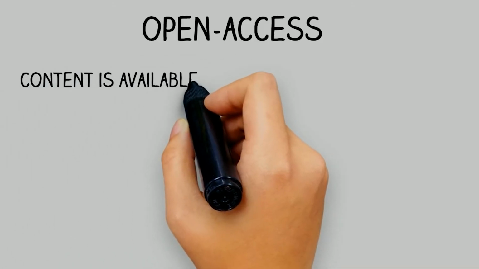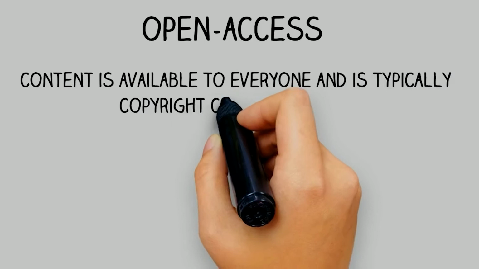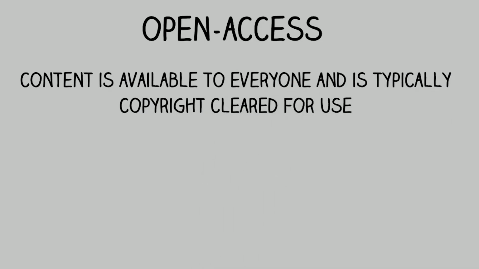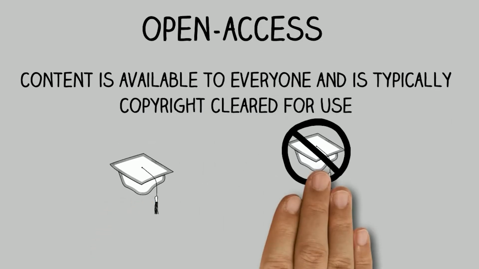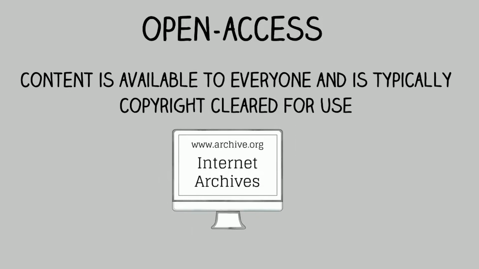Open access content is available to everyone and is typically copyright cleared for use. The information may or may not be academic. It may be found on sites like Internet Archives, Creative Commons, or discipline-specific sites. Directories of some open access content can also be found.